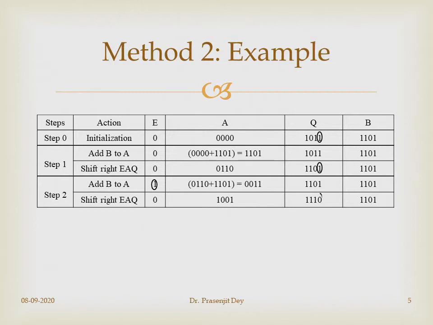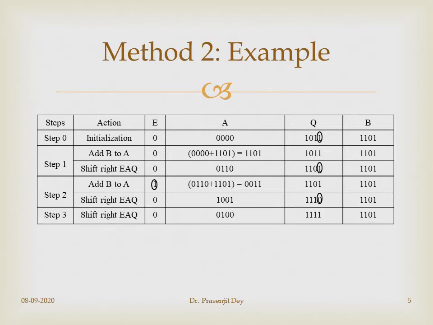And now the last bit of the multiplier is 0, so we do not perform any arithmetic operation. We will just shift the EAQ registers 1 bit right, and it will give us the value 0 0100 1111.